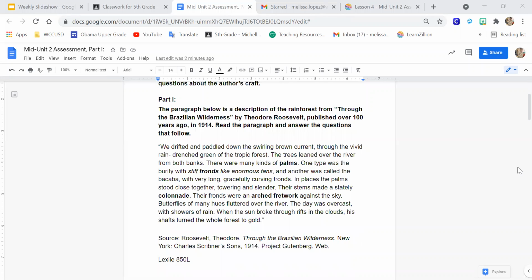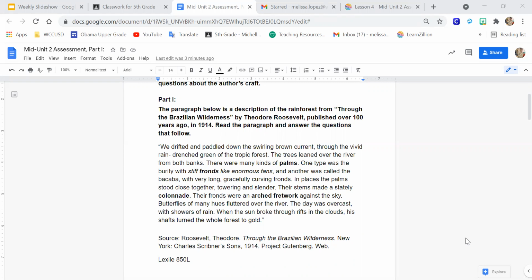We drifted and paddled down the swirling brown current, through the vivid, rain-drenched green of the tropic forest. The trees leaned over the river from both banks. There were many kinds of palms. One type was the burity with stiff fronds like enormous fans, and another was called the bacaba, with very long, gracefully curving fronds. In places, the palms stood close together, towering and slender.